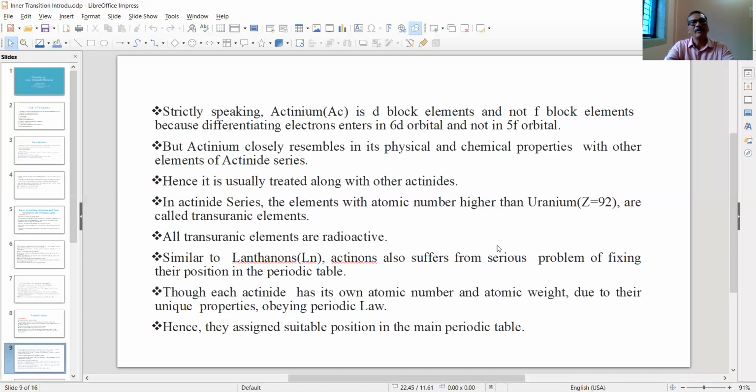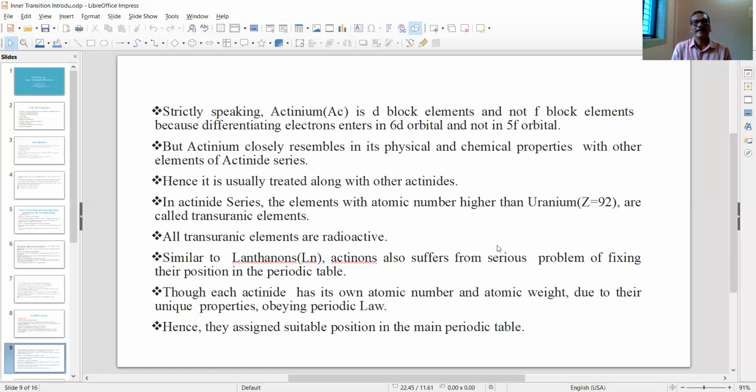The important property of all transuranic elements is that they are radioactive. All the actinides are radioactive. But all the lanthanides are not radioactive. Only one element, promethium, with atomic number 61, is radioactive in the lanthanides, while the others are non-radioactive. All lanthanides are non-radioactive except promethium. But in the case of the actinides, all the actinides are radioactive elements.